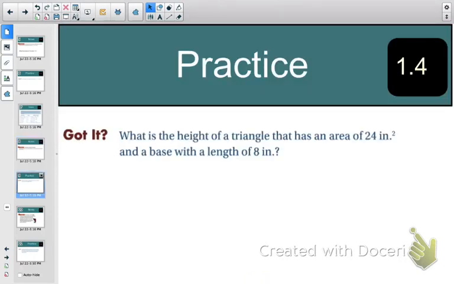What is the height of a triangle that has an area of 24 square inches? Remember, area is always in square units. And a base with a length of 8 inches. Okay, so area of a triangle is 1/2 base times height.